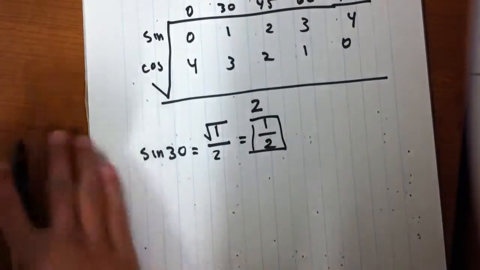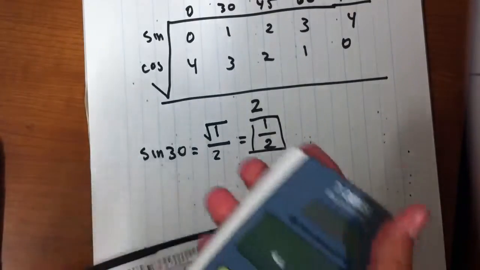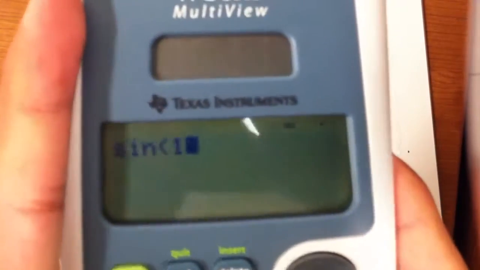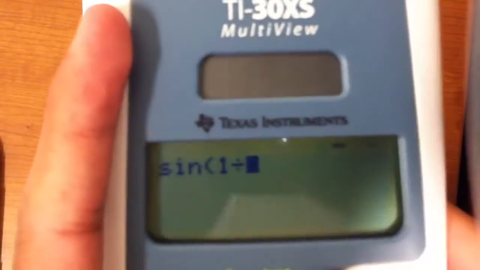And we could check this on the calculator. Sine of 30 is going to equal 1/2.